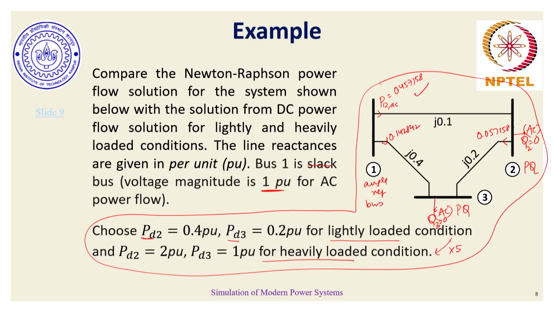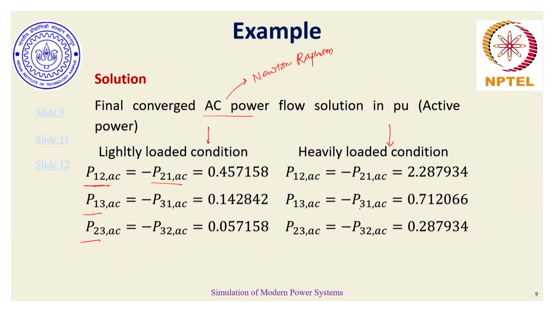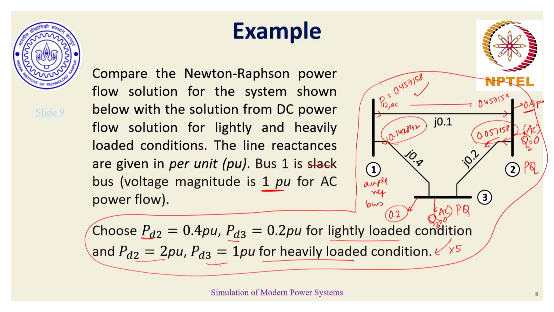Now, does this power flow satisfy the loads? For the light load condition, the load at bus 3 is 0.2 and the load at bus 2 is 0.4 pu. If I superimpose the same flow of 0.457158, which is coming from this end, then 0.4 is the load, and the remaining power flows to bus 3 from line 1, 2, and together these two numbers match up with 0.2. So, my flows are consistent. Similarly, I have also shown the flows for the heavy loaded condition. This also you can check, whether these numbers match with the loading conditions given over here.